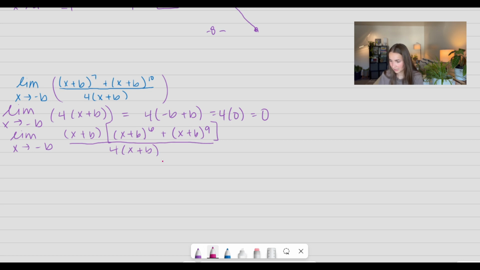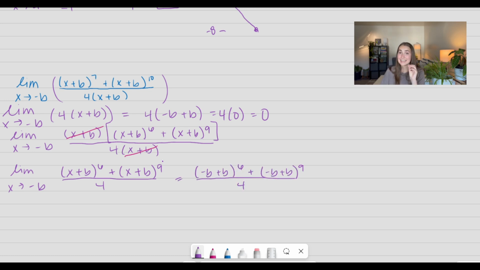and now we're able to cancel these out, right? They divide out very nicely. I'm going to rewrite my limit. I'm going to use the quotient rule, right? I'm going to go ahead and apply the limit to the top and apply the limit to the bottom. I'm going to skip writing that step.